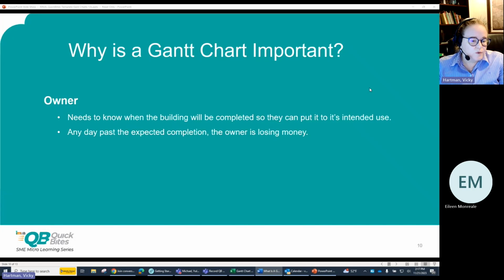Finally, we look at the importance from the owner's perspective. They need to know when the building will be completed so they can put it to its intended use. In our example, they need to know when they can start renting apartments. Typically, the general contractor will give a monthly report to the owner on the progress of the project. Any day past the expected completion date, the owner is losing money. Every day they're not collecting rent on their property. This is why the owner will typically push the general contractor to complete the project even sooner than projected.